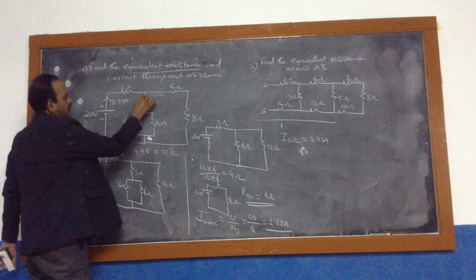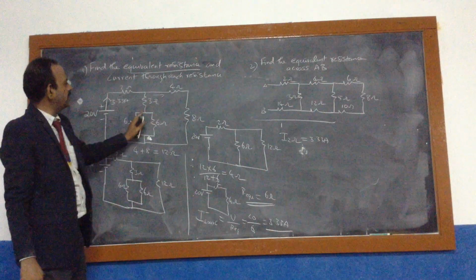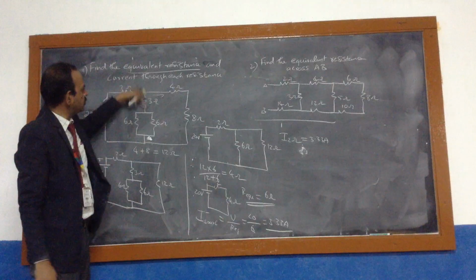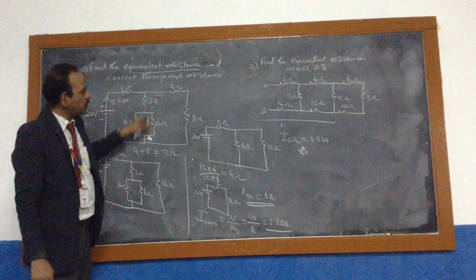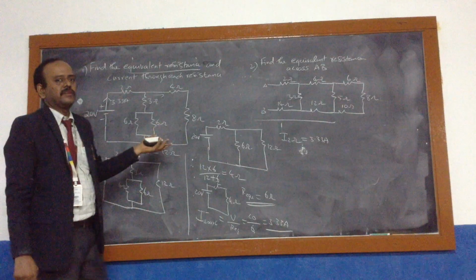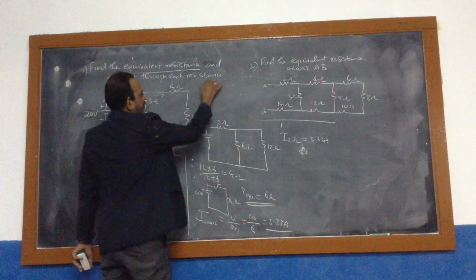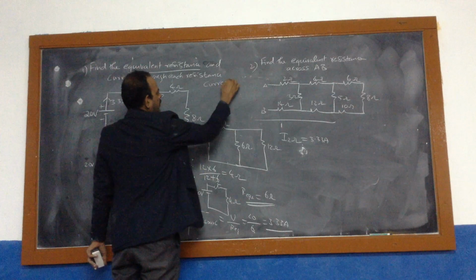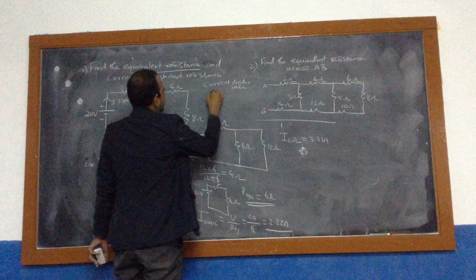Next you are going to find the current flowing through this resistance. Since the current is divided into 2 branches here, we have to make it into 2 resistance branches so that we can use the current divider. Before solving this, you have to know what the current divider rule is.